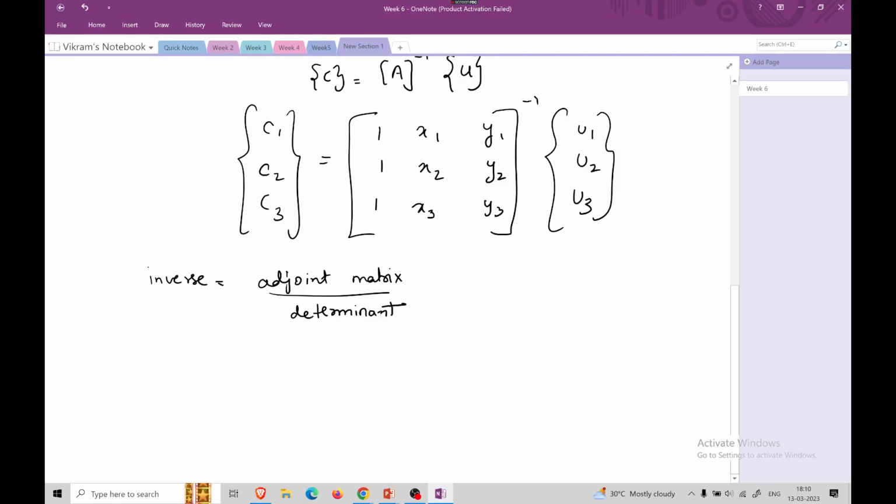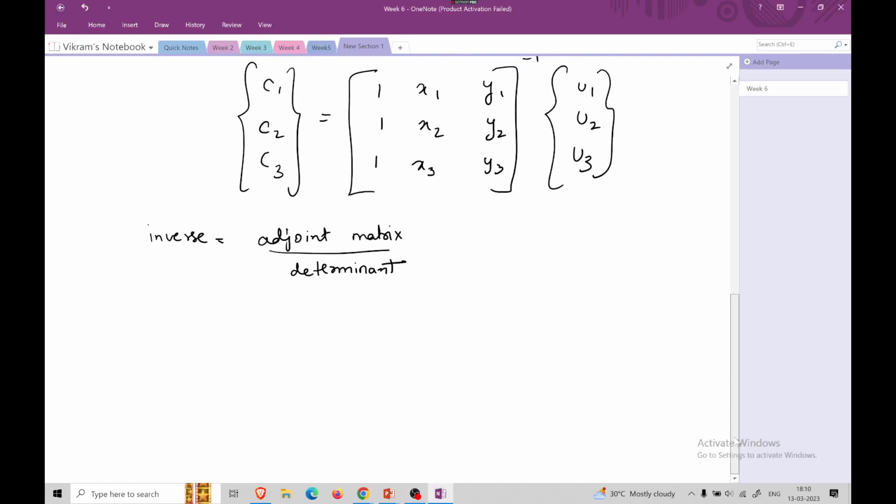So for my C I have to do like this. Let me try to take the inverse of this matrix. So how do you find the adjoint matrix? First you have to find the cofactor matrix and then you have to take the transpose of that. I hope you are aware of how to find the inverse of a 3 by 3 matrix. So what does cofactor mean?